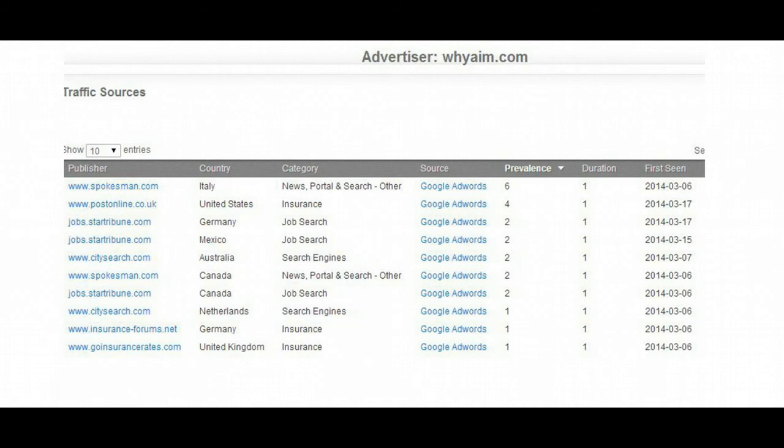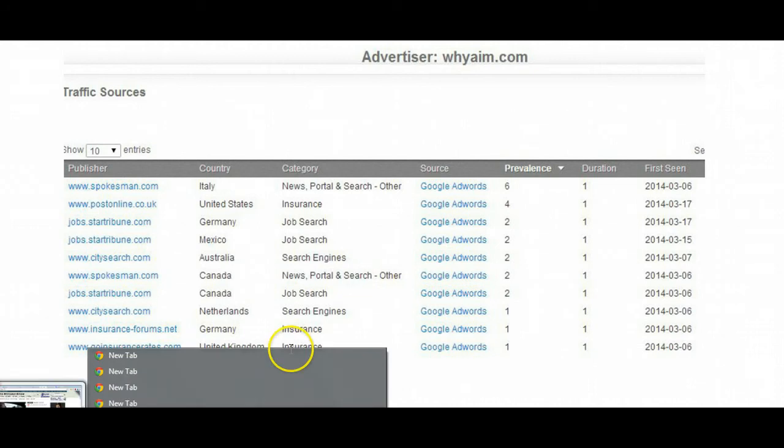Now, the second most common place that they're showing is on something called postonline.co.uk. Now, I've never heard of that. I don't know why they're advertising on a UK site. Again, ignore this. It's clearly a UK site. Why would they be advertising on a UK site?